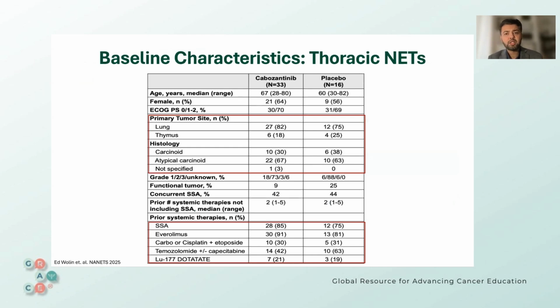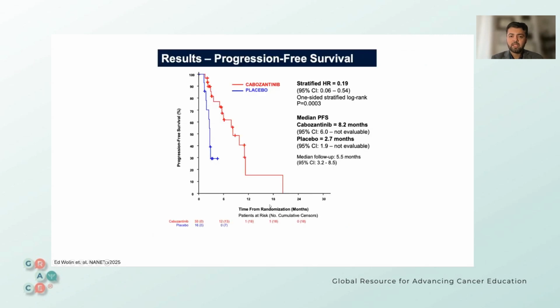These are updated results, particularly focusing on lung neuroendocrine tumors, where the primary tumor site was lung as well as thymus. Histology was carcinoid or atypical carcinoid in around 67%. Prior systemic therapies were everolimus, cisplatin, as well as radionucleotide treatments. Similarly, prior lines were 2 for both placebo and cabozantinib. And again, similar results: progression-free survival was significantly better, almost 8.2 months compared to placebo at 2.7 months.